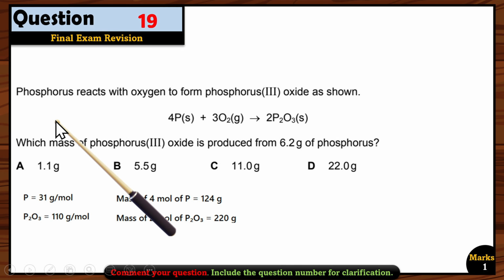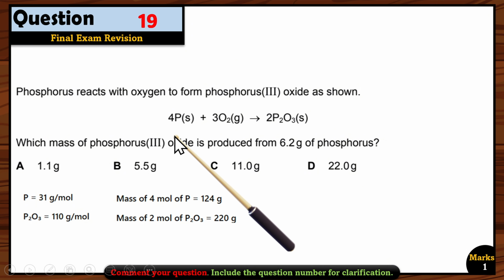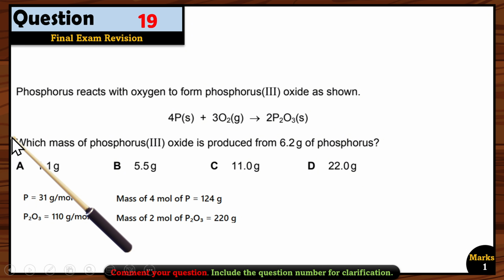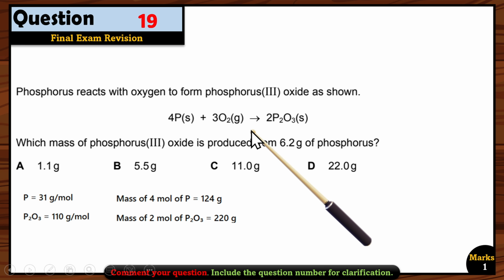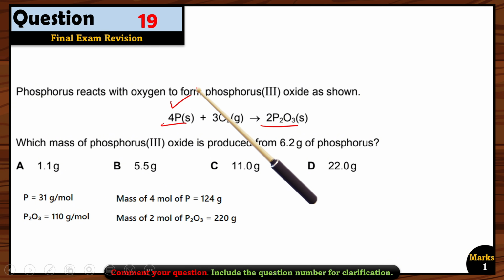Question number 19. Phosphorus reacts with oxygen to form phosphorus oxide. It is the same question, the same tricks which I already gave you. You just have to find the molar masses of those compounds or elements that are asked in the question. Which mass of phosphorus oxide? It means you have to find the molar mass of P2O3 and phosphorus. So phosphorus and phosphorus oxide are our targets now. The molar mass of phosphorus is 31 gram, but 31 into 4 because there are 4 moles. And for P2O3, it's just 2 into this mass. It's 110, so 2 into 110 is 220 gram.